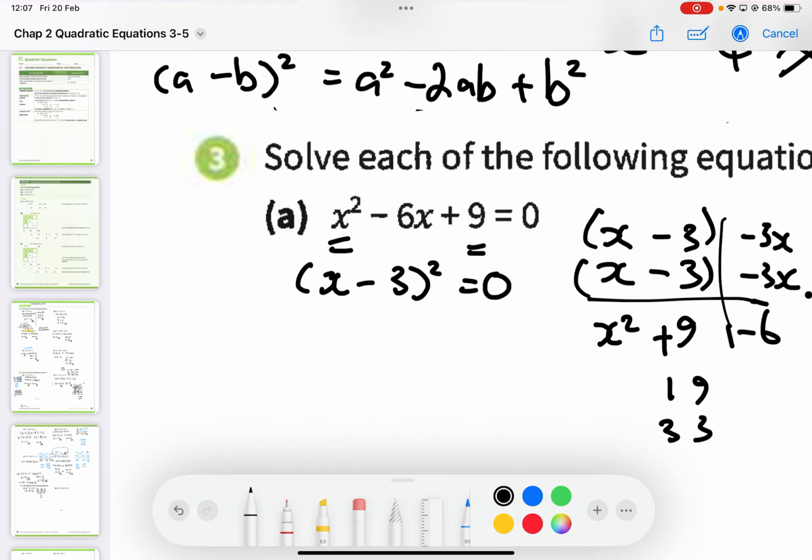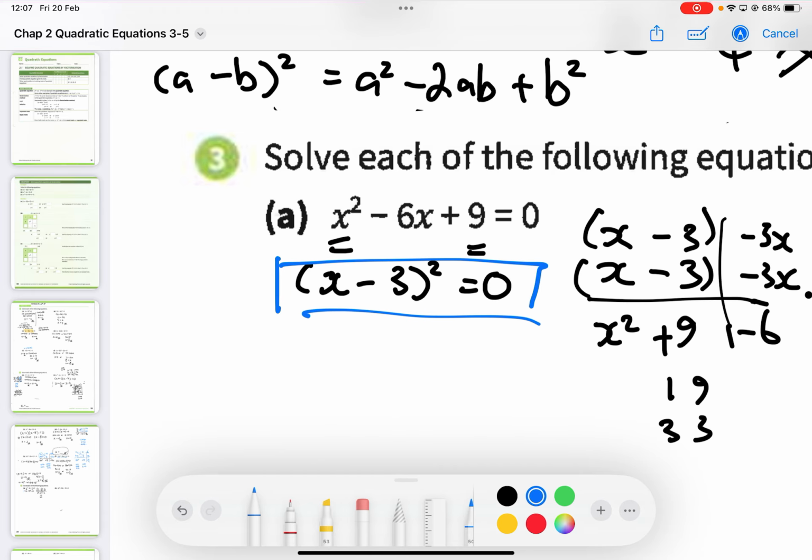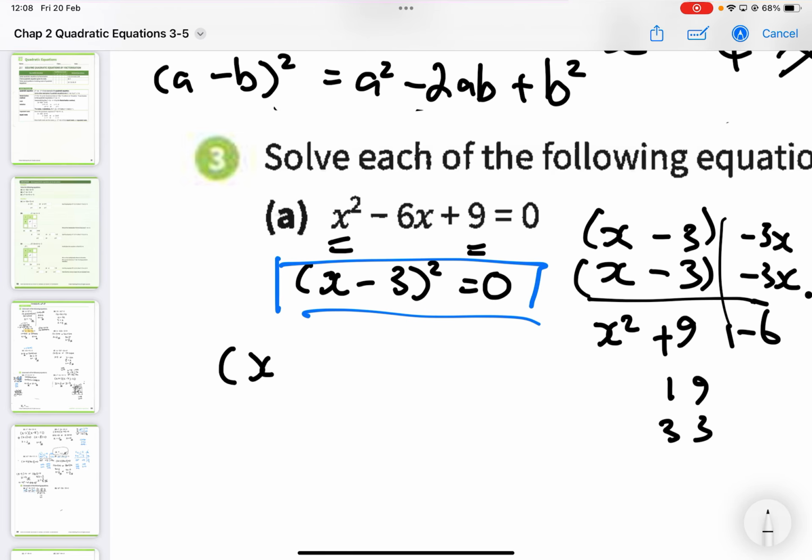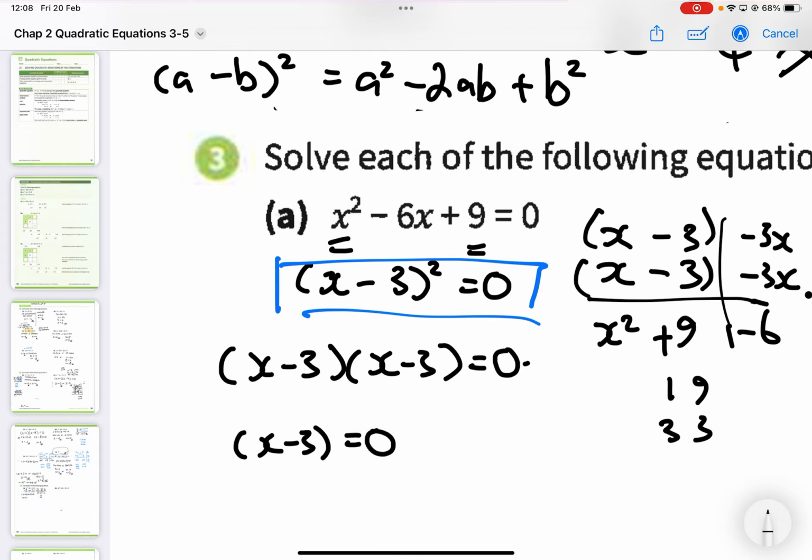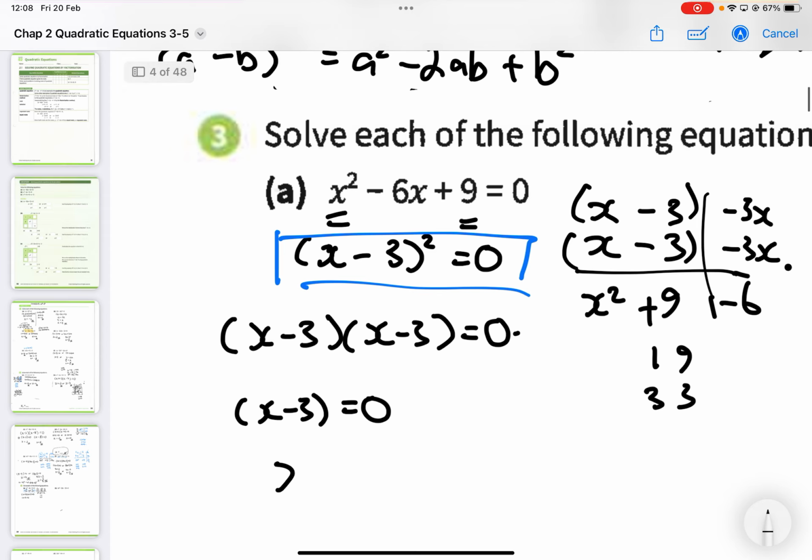So instead of having this step, I can also do my factorization like that, and I will still be able to solve the question. The bracket multiplied by itself, so they are actually the same thing. Then from there, I know that this bracket must be equal to 0. The two brackets are the same, so I write one time enough already. Then x must be equal to 3.